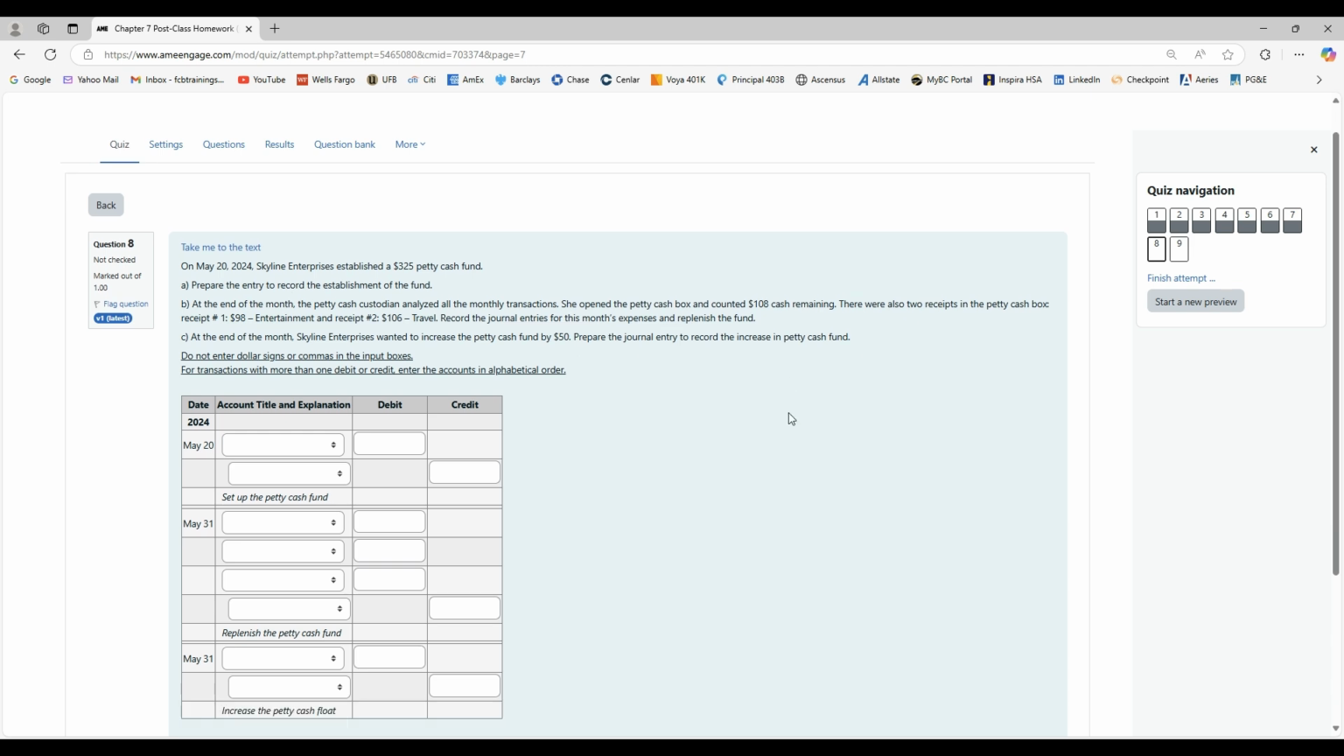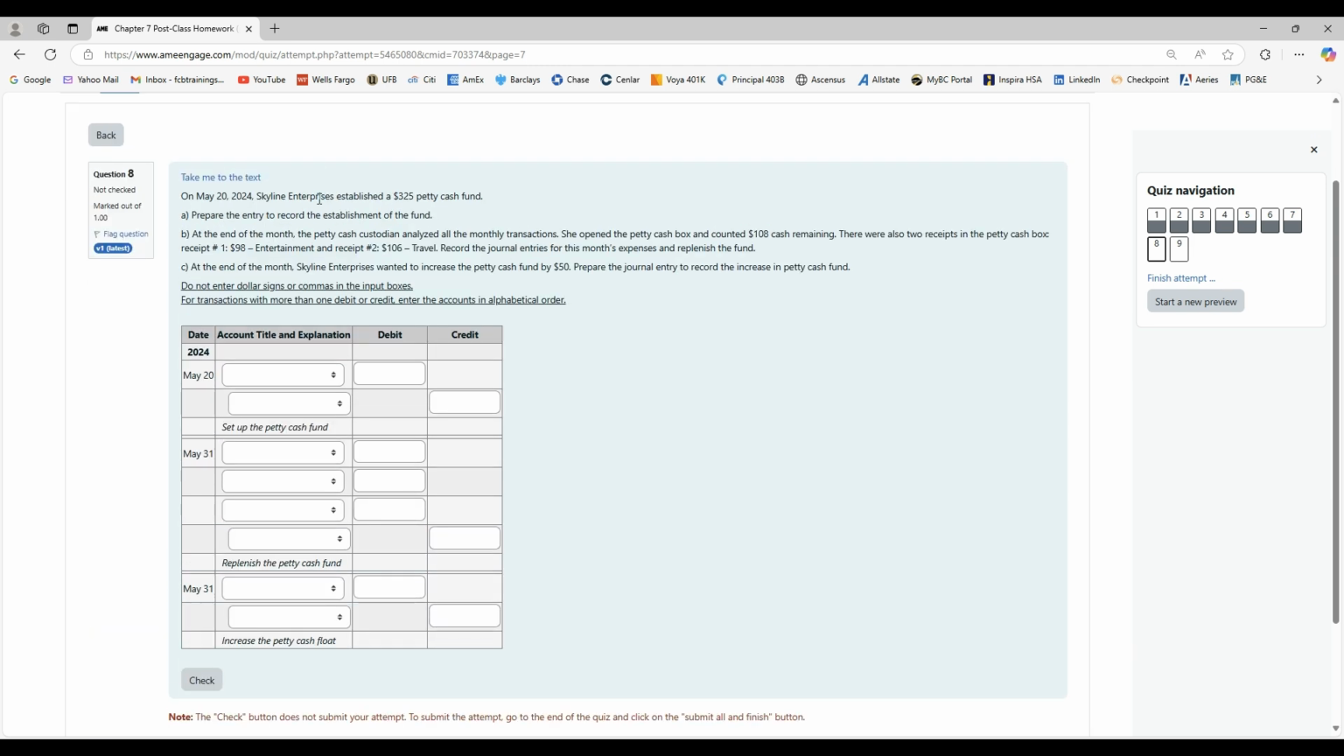Okay, another petty cash problem. So on May 20th, we established a $325 petty cash fund. So let's just do that first. Okay. Then at the end of the month, we analyze all the transactions. Okay, so let's think about this here. It was a $325 fund. When we look in the box, there's $108 remaining, which means that $217 has been used out of the fund.